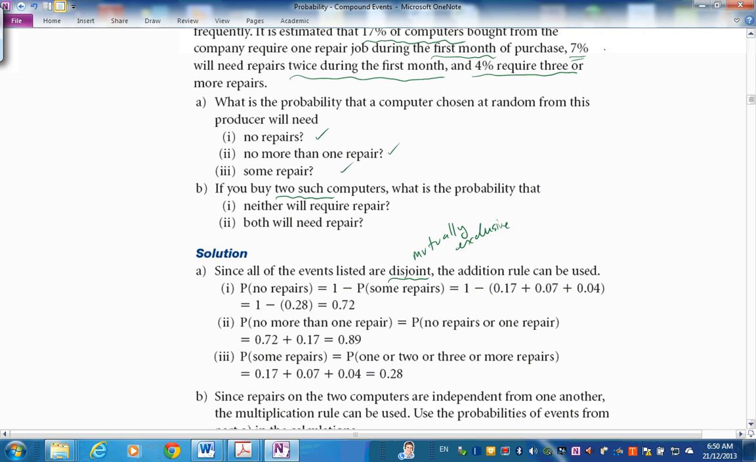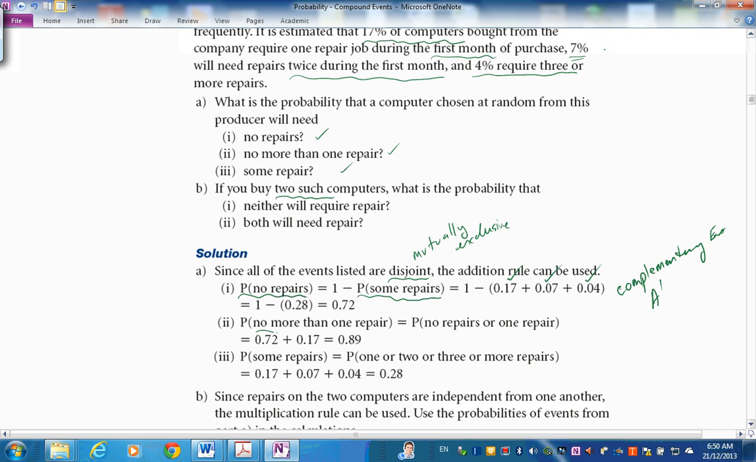No repairs. The probability of no repairs is 1 minus some repairs. Okay. That's the easiest way of doing it, not to try to list down no repairs. It's 1 minus all these probabilities of having some repairs. They are all the repair ones. So no repairs is the complementary event. And we'd call that A dash, if you like. If you're calling this some repairs, the event A dash is no repairs.